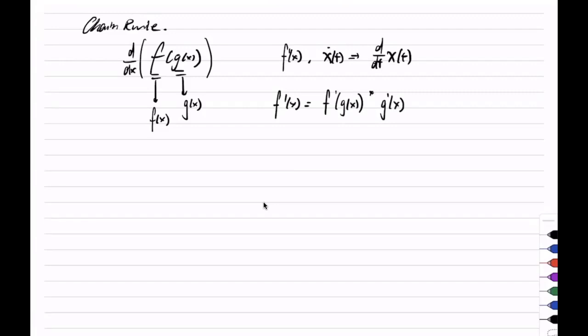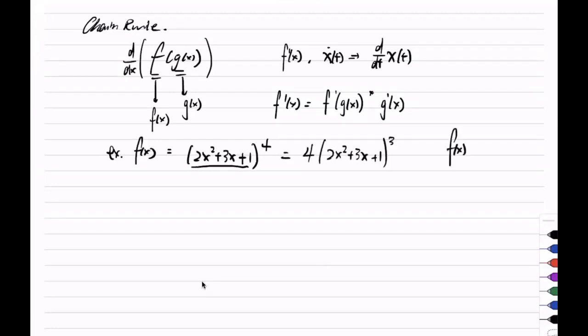Let's work through an example to illustrate how the chain rule works in practice. Here the outer function is raising something to the power of 4, and the inner function is a polynomial, which is this one inside. Step 1, we need to find the derivative of the outer function. And we use this rule to apply on the whole function.